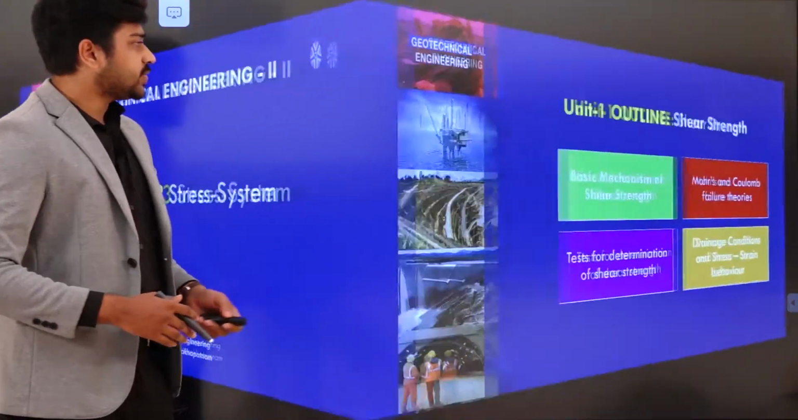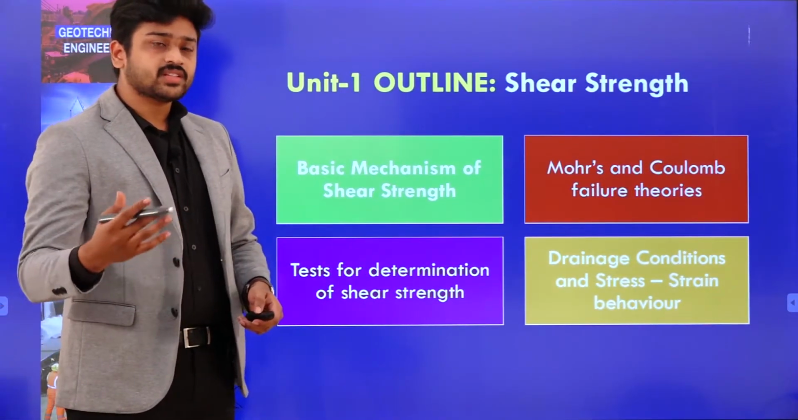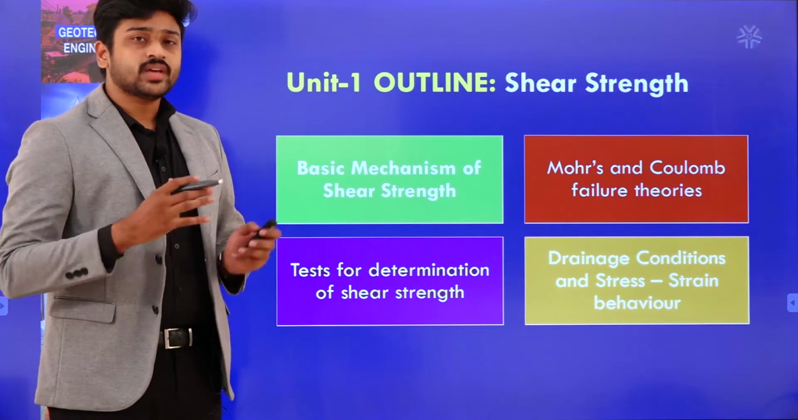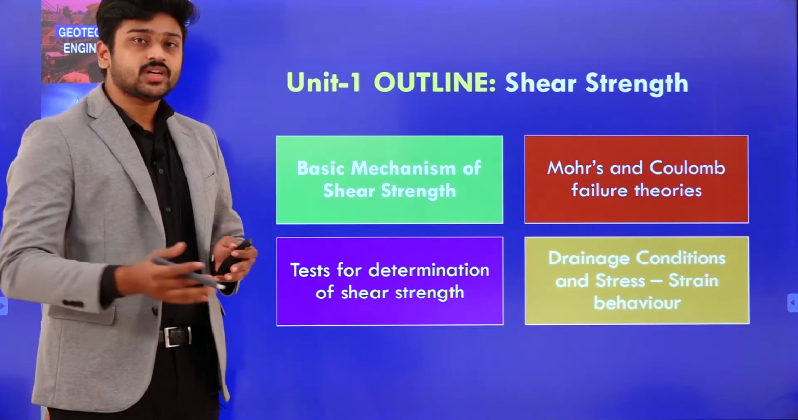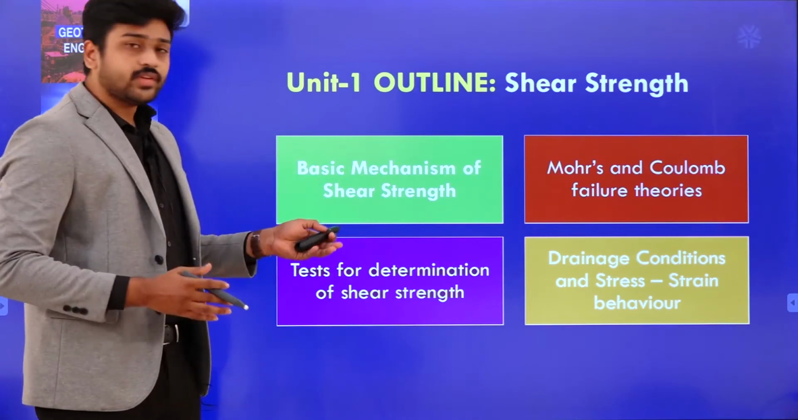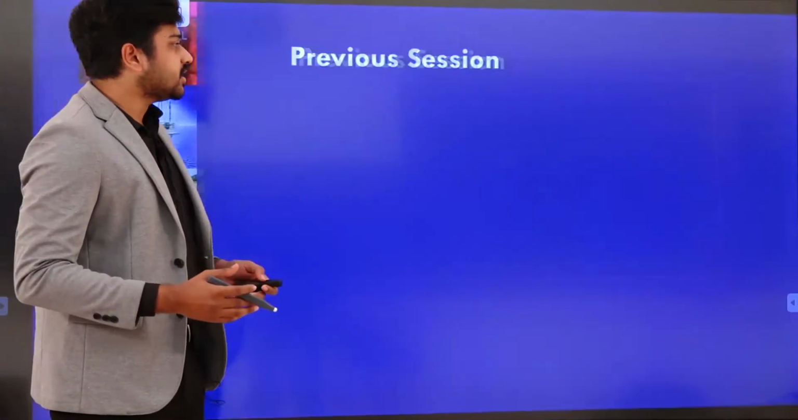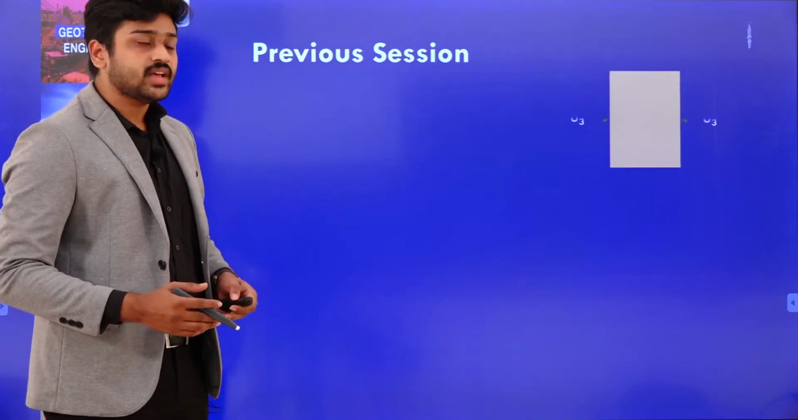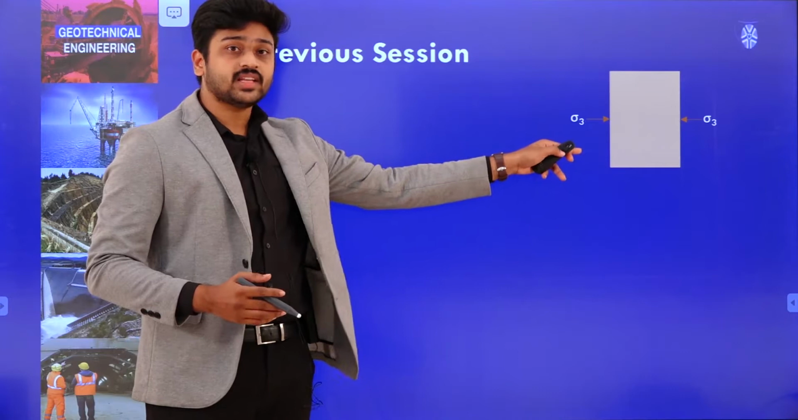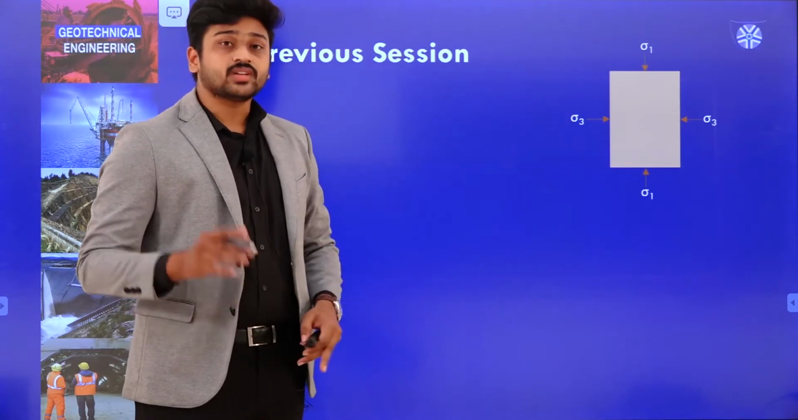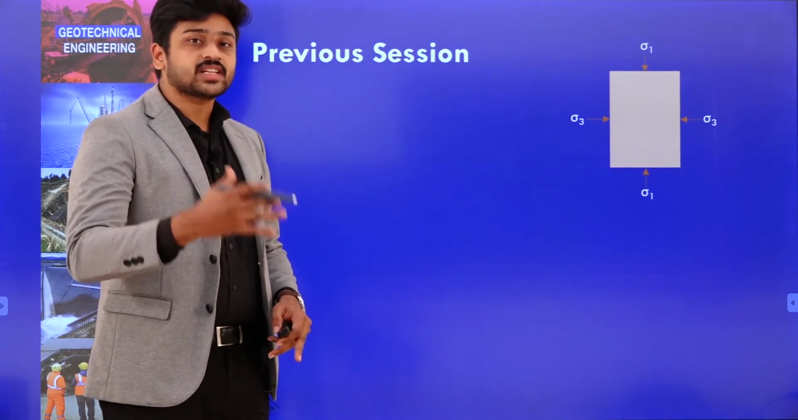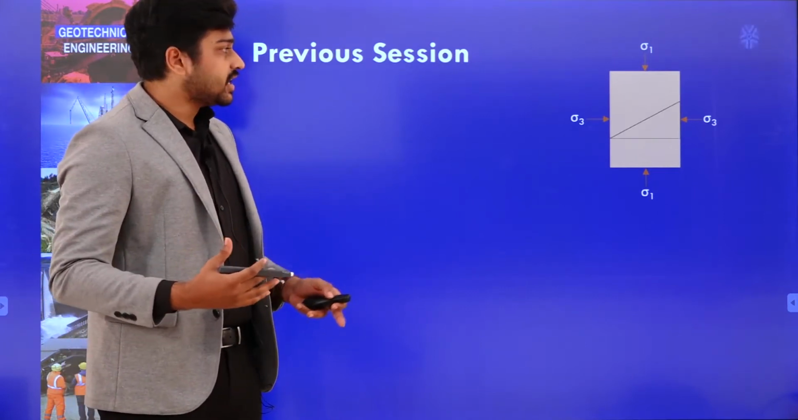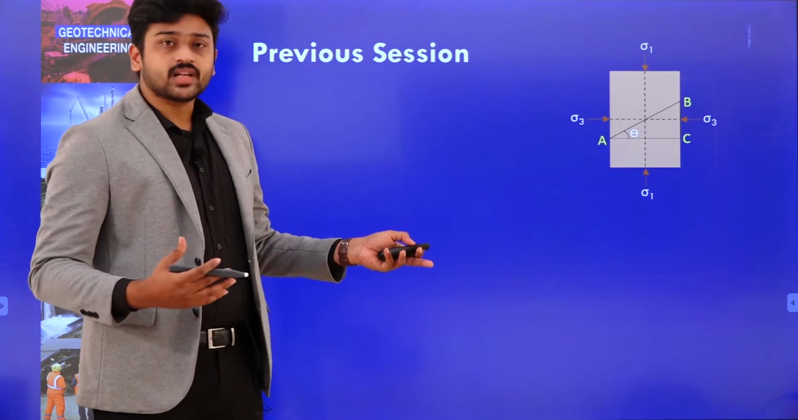In this lecture, or in the previous lecture, we discussed some of the basic mechanisms of shear strength, and this lecture is a continuation of that part. In the previous session we learnt about a homogeneous two-dimensional body having the stresses sigma 3 and sigma 1. These two are the principal stresses acting on the principal planes.